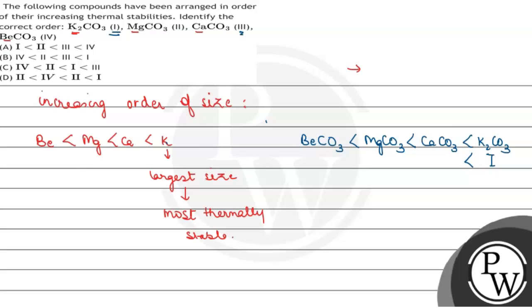Okay, so potassium is 1, calcium is 3, magnesium is 2 and beryllium is 4. So this is the increasing order of thermal stability.